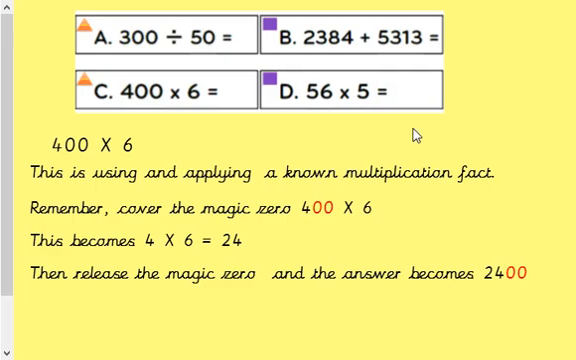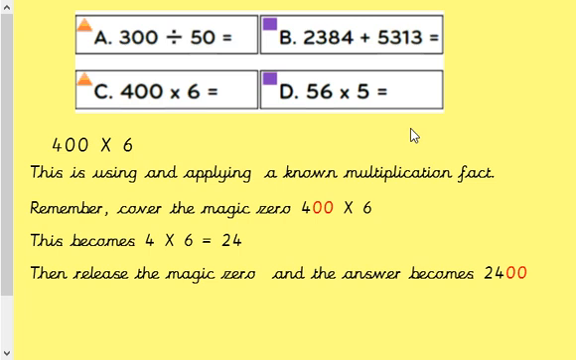Okay, the first question we're going to look at this morning is question C. 400 times 6. Now this question, as we've started to look at in the last couple of weeks, is using and applying known multiplication facts. So remember what I've taught you, that if you have a question like this, cover up your magic 0, or in this case, magic zeros. Okay, there's 2 of them.